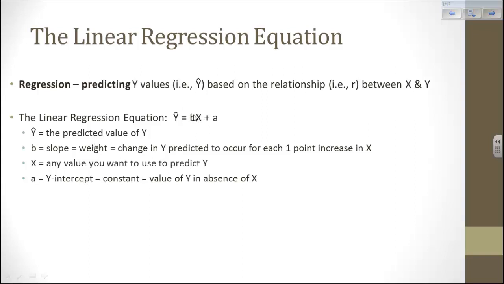Same concept, though. And then a is the constant, or in algebra terms, the intercept. So a represents the value that would be predicted for y regardless of the value of x. So it's kind of like the starting point for your predicted values of y. In algebra, you'll remember that a is the value for y when x is 0.